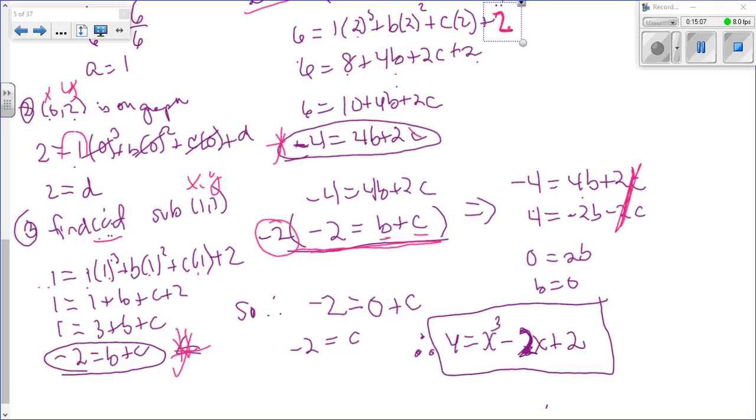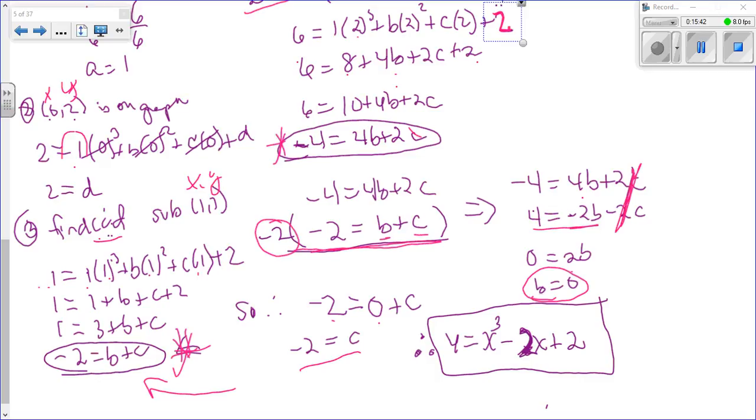My two c's cancel out. Negative 4 plus positive 4 gives me 0. Positive 4 and a 2b give me 2b. And when I divide by 2, I get b equals 0. Now that I know that b is equal to 0, I can use either one of my two equations. And I'm going to use this one here and substitute in 0 for b. So I get negative 2 equals 0 plus c. So that means that c has to be negative 2.